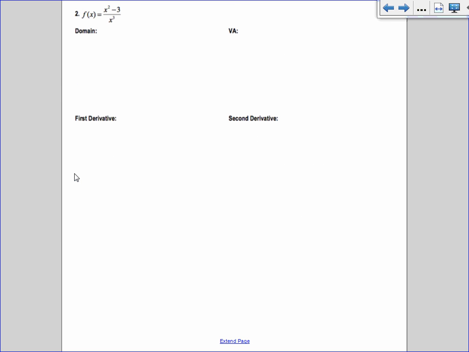All right, same thing here. So I have x squared minus 3 over x cubed. Domain, what's not in the domain? What can I not have? 0. So it's -infinity to 0, union 0 to infinity. Vertical asymptote is at x equals 0.